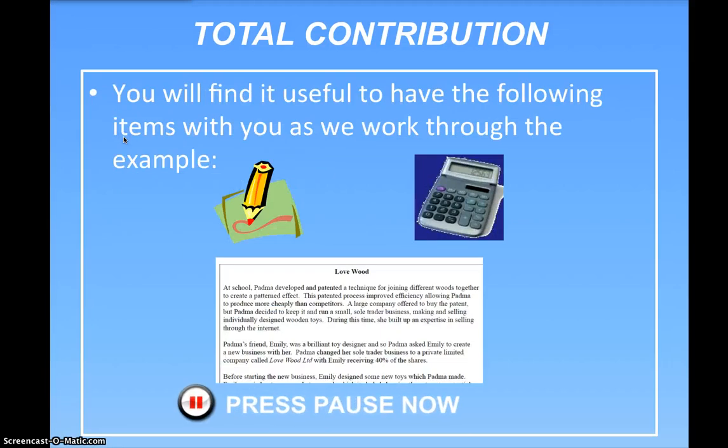Okay, now you're going to need a pen or pencil, something to write with. You're going to need a calculator. If you've got a copy of the Lovewood case study with you, that would be useful, because that's the one that we're going to be looking at. So press pause for a moment now and go and get those items, and then we can get started.